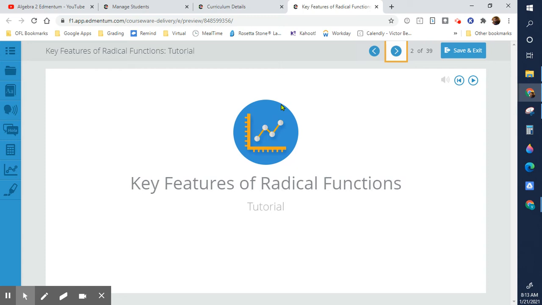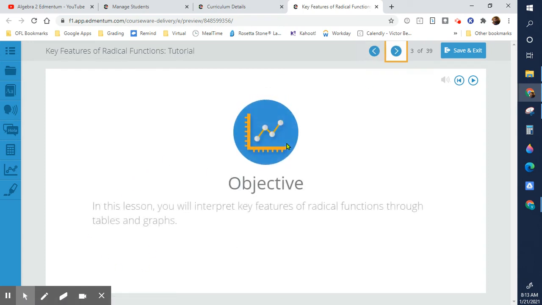So we're going to be learning about how these radical functions work. I was going to say how these radical functions function, but that'd be a little redundant. So let's see how the different parts of a radical function work. We're going to learn to interpret the features of this, and we're going to do it through tables and graphs, just like we did with polynomials.